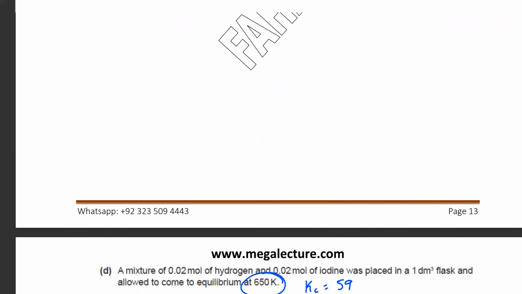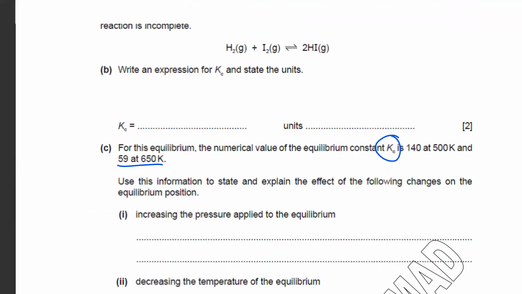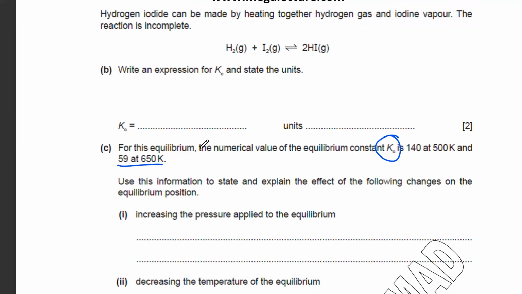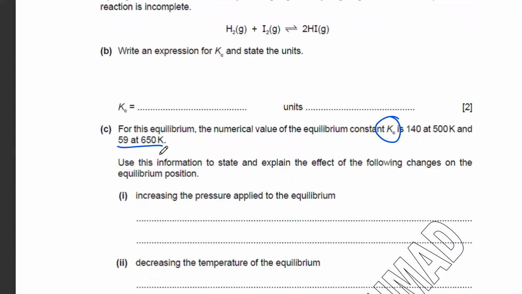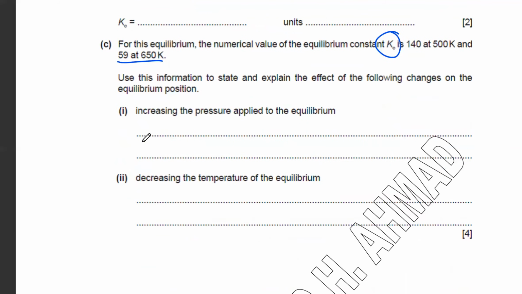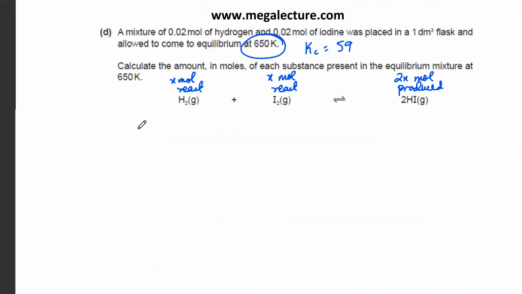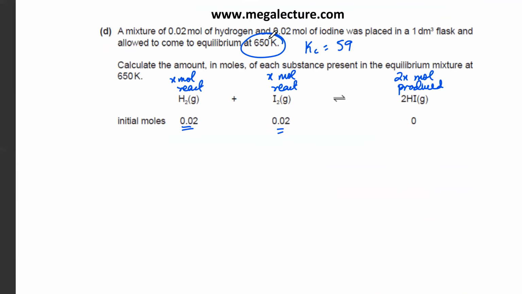How is Kc 59? No, he had given it earlier, in the previous part. Here: for this equilibrium, the numerical value of the equilibrium constant Kc is 140 at 500 kelvins and 59 at 650 kelvins. Sir, temperature has no role in this, right? The temperature doesn't matter here, but the value of Kc changes with only one thing, that is temperature. So you have to be very specific, because he has given two values of Kc, so we have to pick the one at 650 kelvins, because it says 650 kelvins.